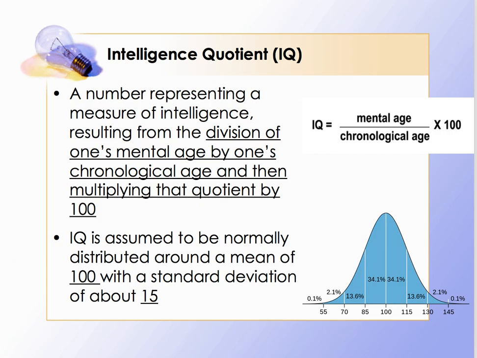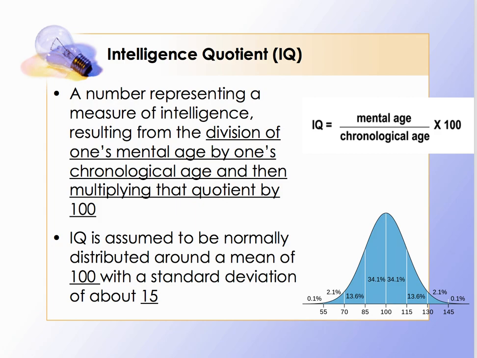So IQ, the definition is that it's a number representing a measure of intelligence resulting from the division of one's mental age by one's chronological age and then multiplying that quotient by 100. So IQ is assumed to be normally distributed around a mean of 100 with a standard deviation of about 15.